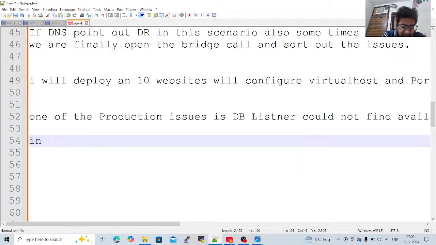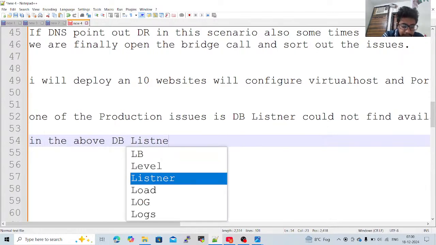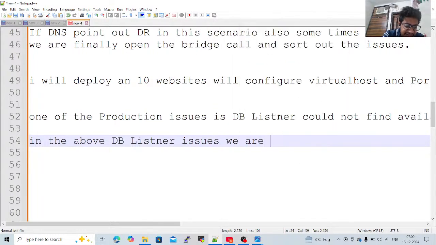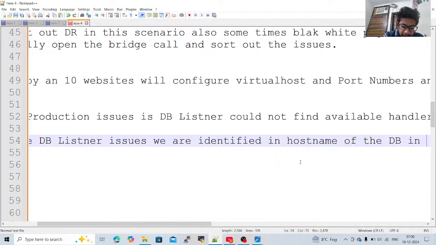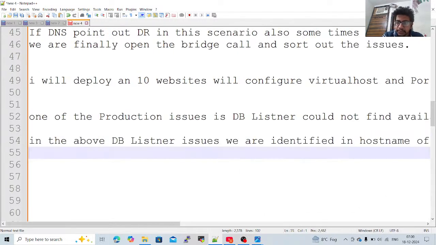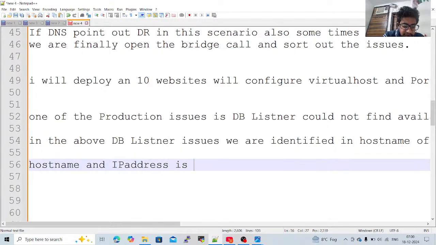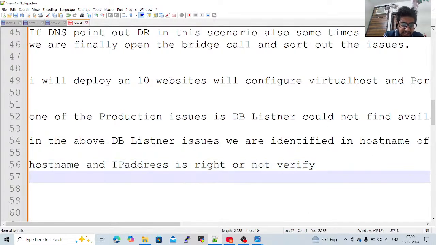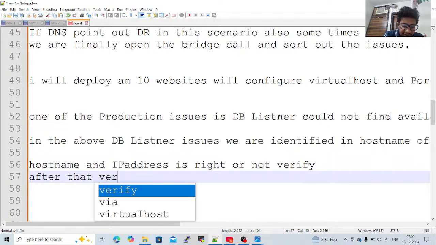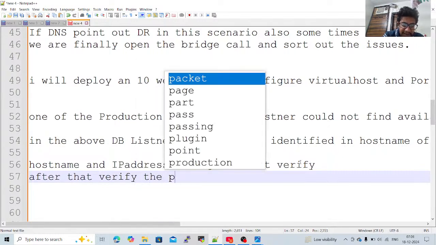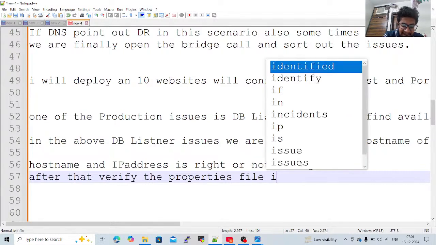In this scenario, the DB listener issues were identified. Verify the host name of the DB in the /etc/hosts file, and verify whether the host name and IP address are right or not. After that, verify the properties file in the backend, at the SSH backend level.